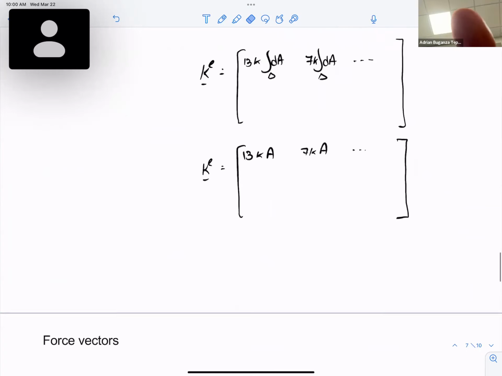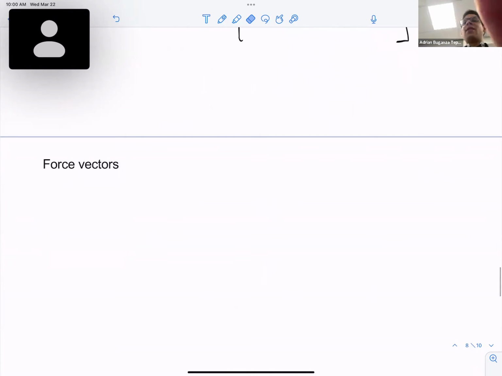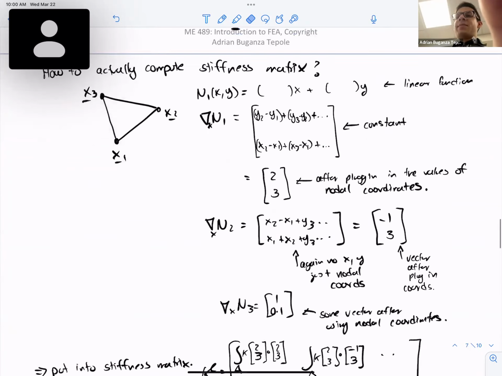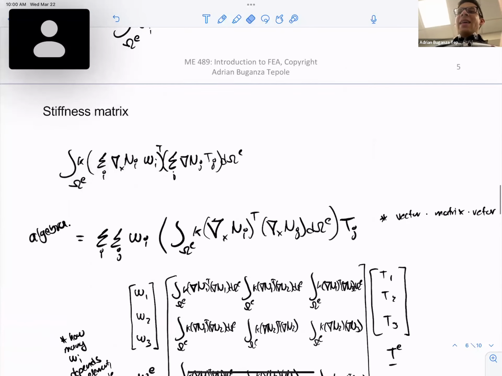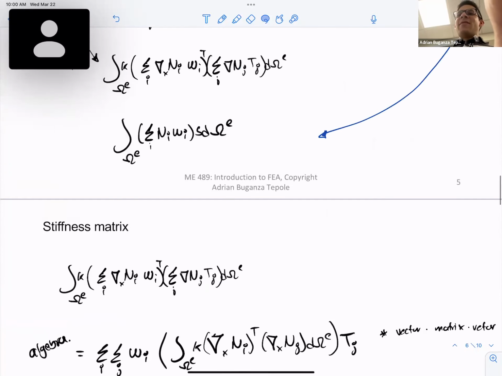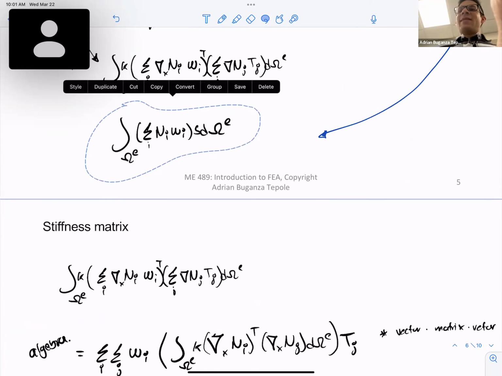All right, so for the force vector, that one is the other integral that we have. Let me just copy that one. I am so nervous because this is going to run out of battery. Please don't.